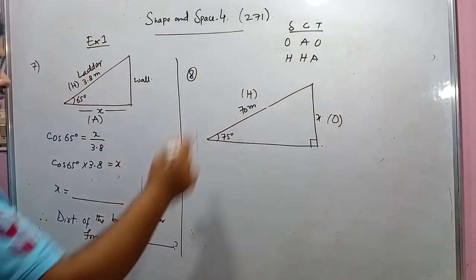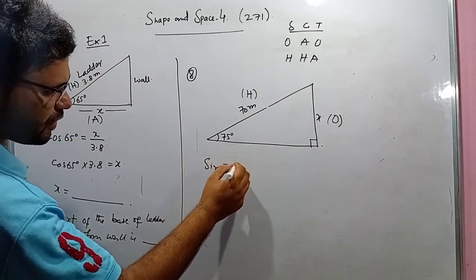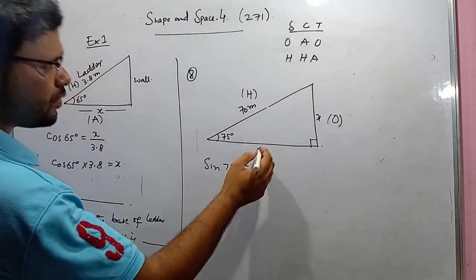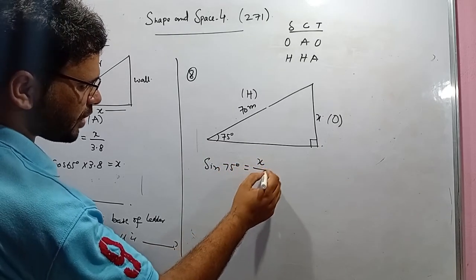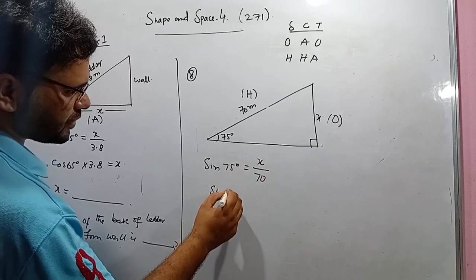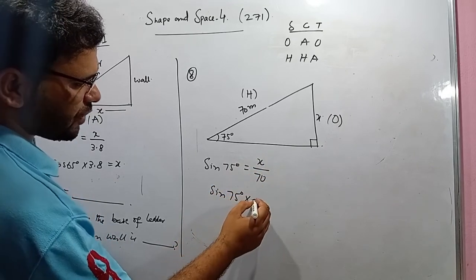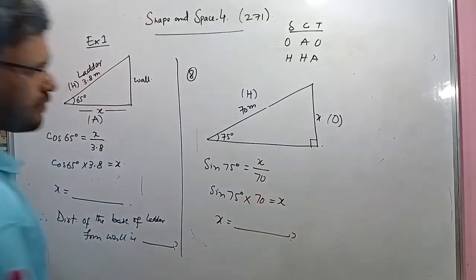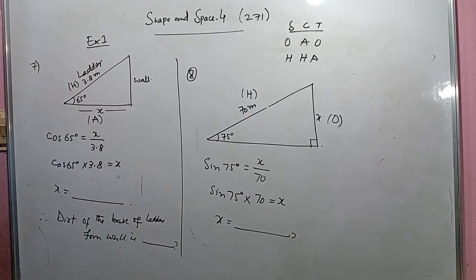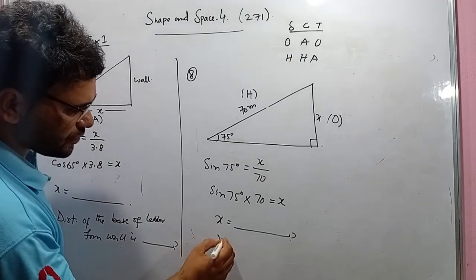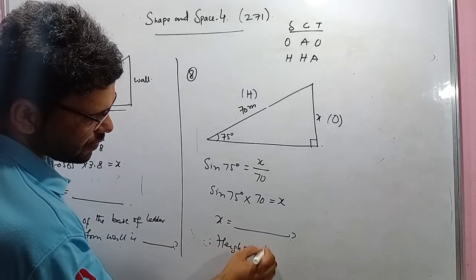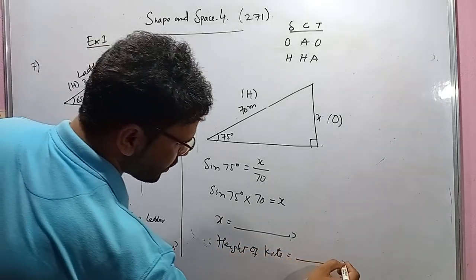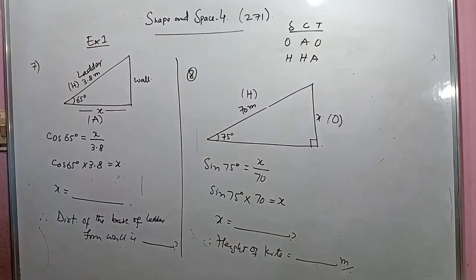What we will use is opposite over hypotenuse, that is sine 75 degrees is equal to, what is opposite? That's x. What is hypotenuse? That is 70. Doing transposition, it is sine 75 into 70 is equal to x. You will get the answer in meters. That will be the height of the kite. Therefore, you can also write height of kite. Whatever you get here, you can write the answer in meters. That's it. It is very simple. Now moving to exercise 1 star.